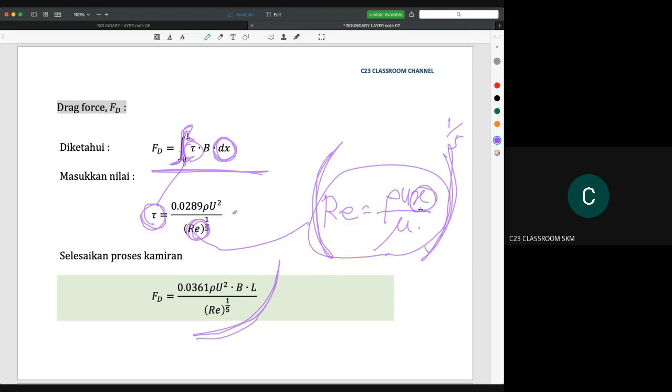After you integrate that, you need to once again change back to the Reynolds number. Please make sure that the answer is in Reynolds number terms. So you will get this value.